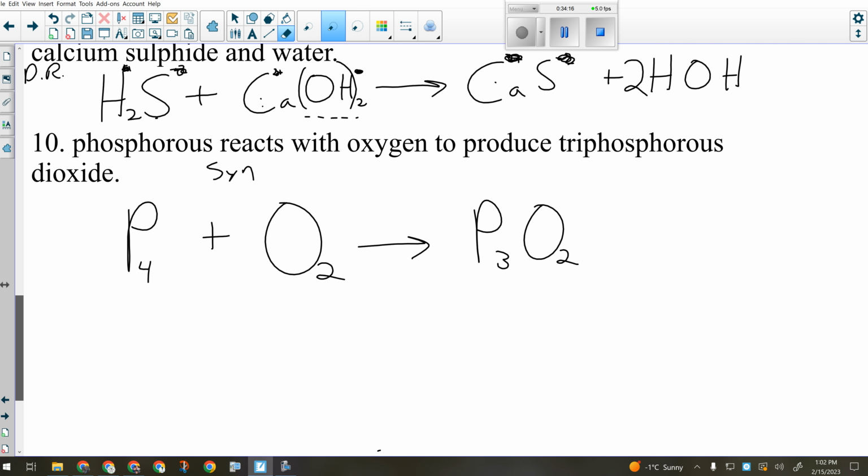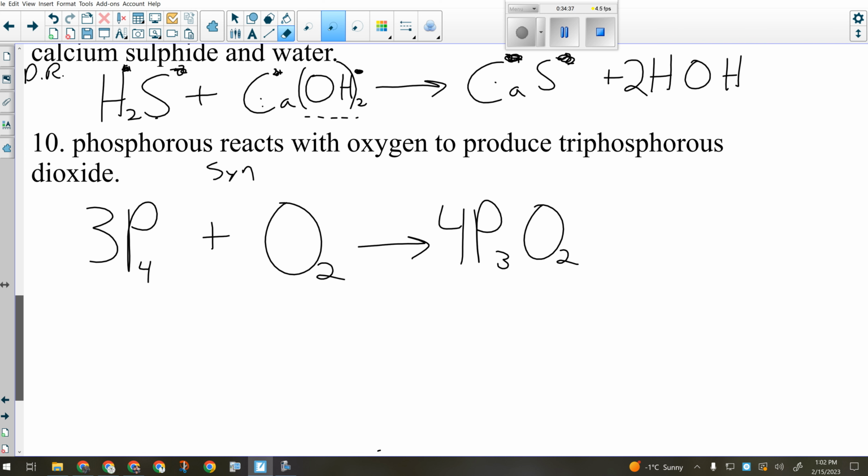What should I balance first? Emily, what should I balance first? Phosphorus, right. Okay, it's the biggest number. So there's 4 phosphorus on this side, and there's 3 over here. What's the lowest common multiple? 12, yeah. All right, so I'm going to put a 3 here. 3 times 4 is 12. I'm going to put a 4 here. 4 times 3 is 12.